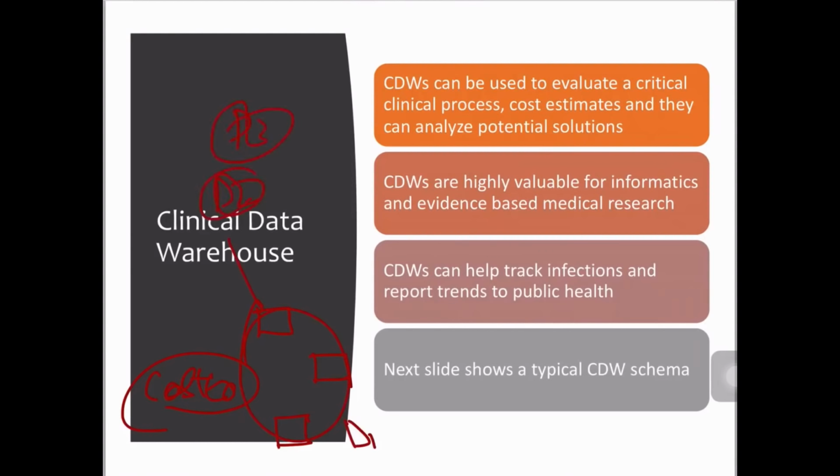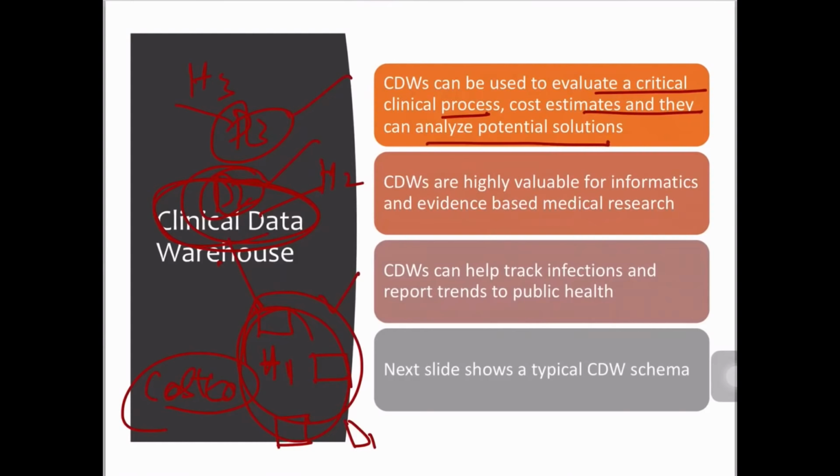So here we have a database about the patient, and a database about hospital one, a database about hospital two, and a database about hospital three. A clinical data warehouse can be used to evaluate critical clinical processes, estimate costs, and analyze potential solutions. If we would like to see in New York hospitals what the most common disease is at this time, we cannot get this information from just one database. We have to combine multiple databases and get the knowledge from multiple sources to suggest what the common disease is at this time.